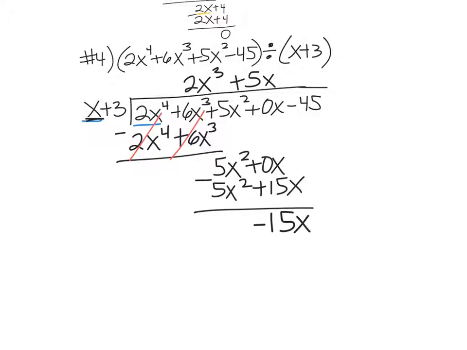See, if I didn't have that 0x there, I would have pulled down the negative 45, but those aren't like terms. I wouldn't have been able to subtract. That's why you have to fill it in with a 0. And then bring down the negative 45, and we're going to do it one more time.